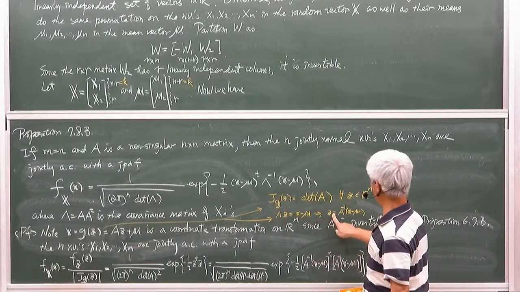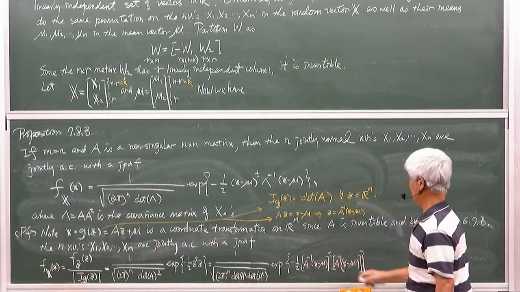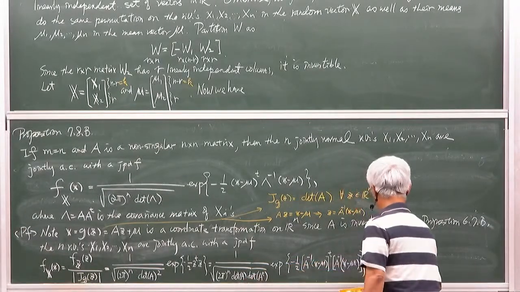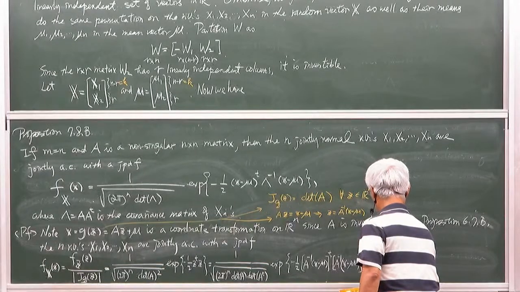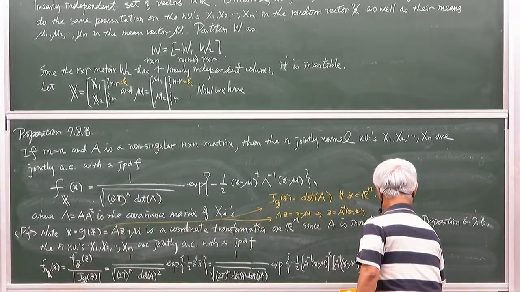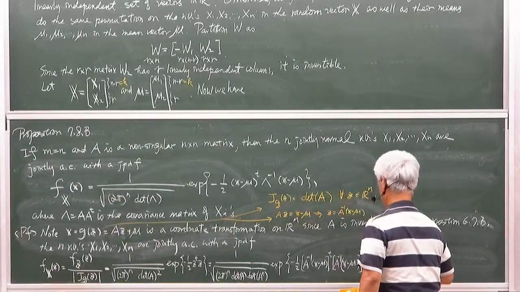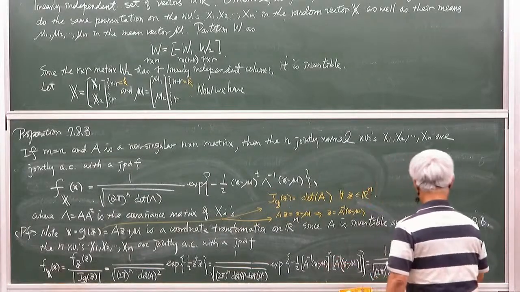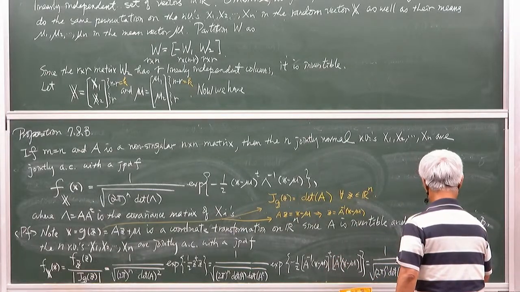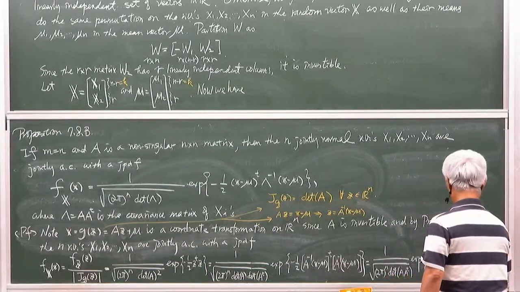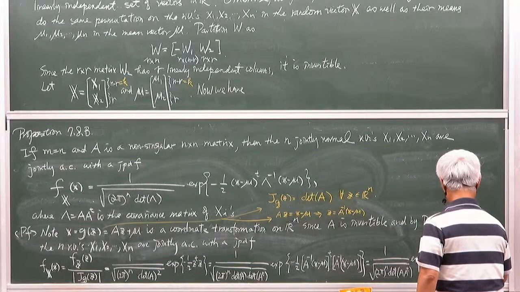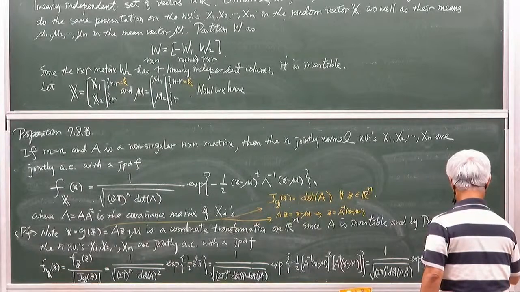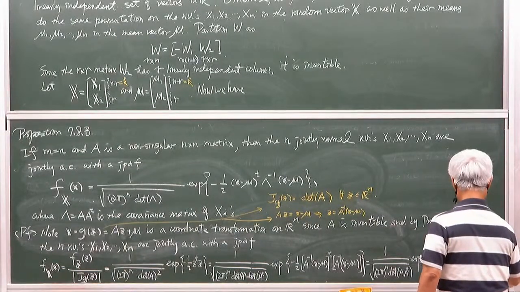Okay, so we put the substitution here. And by the product formula of determinants, we get the determinant of A transpose here. And this is the exponential function of X minus mu transpose A inverse transpose A inverse times X minus mu here.